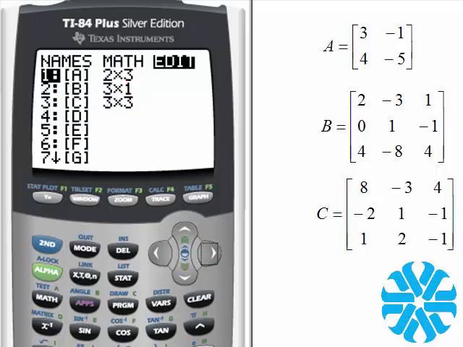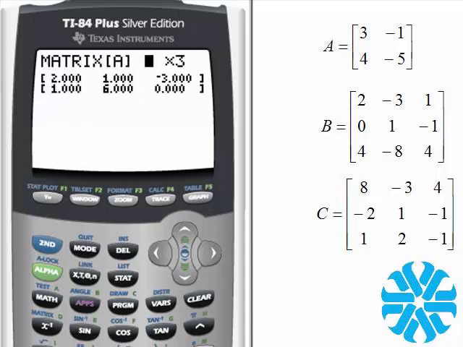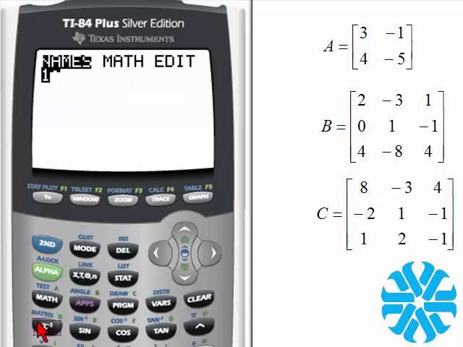Let's hit enter for matrix A. We want matrix A to be a 2 by 2. So that's 2, enter, 2, enter. Let's input the cell values. 3, enter, -1, enter, 4, enter, -5, enter.